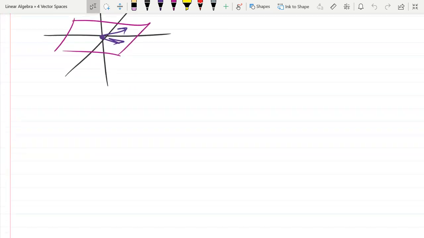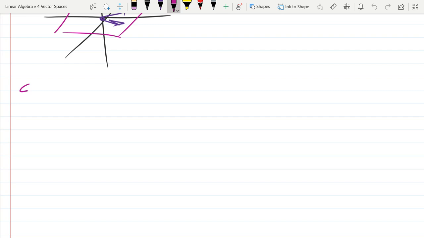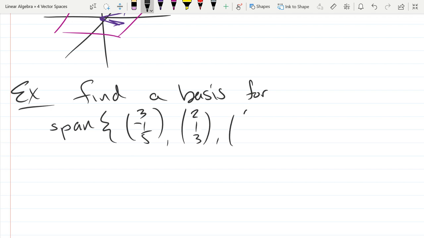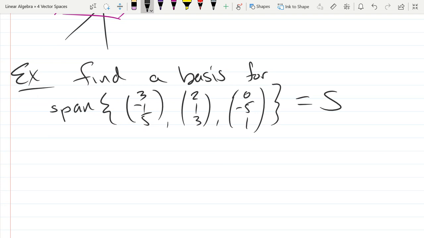So let's answer the same question, but in a slightly different way. So find a basis for the span of (3, -1, 5), (2, 1, 3), and (0, -5, 1). And we call this S.